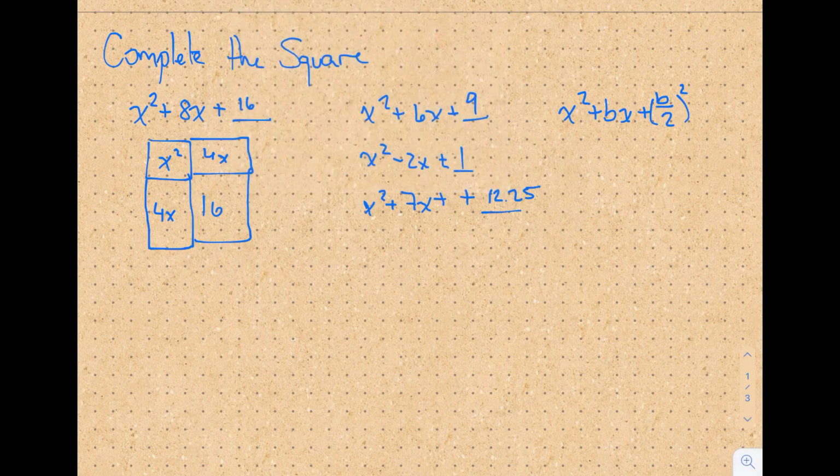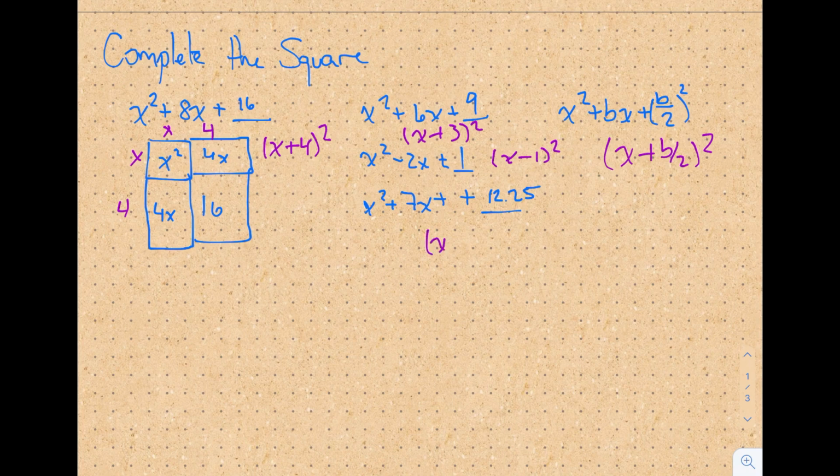Now, the real reason we want to be able to do this is it turns our quadratic expression into something factorable. So x squared plus 8x plus 16 is (x plus 4) squared, because we have an x plus 4 on either side of our factored square. In general, it turns into (x plus b over 2) squared. So the first one is x plus 3 because 6 divided by 2 is 3. Next one is x minus 1 because negative 2 divided by 2 is negative 1. And the third one is (x plus 3.5) squared.